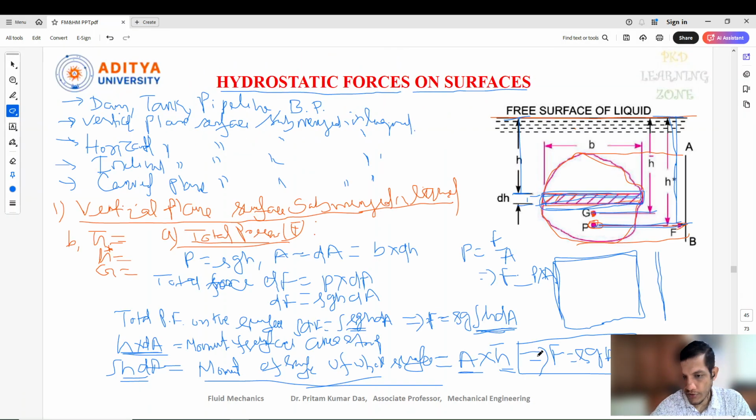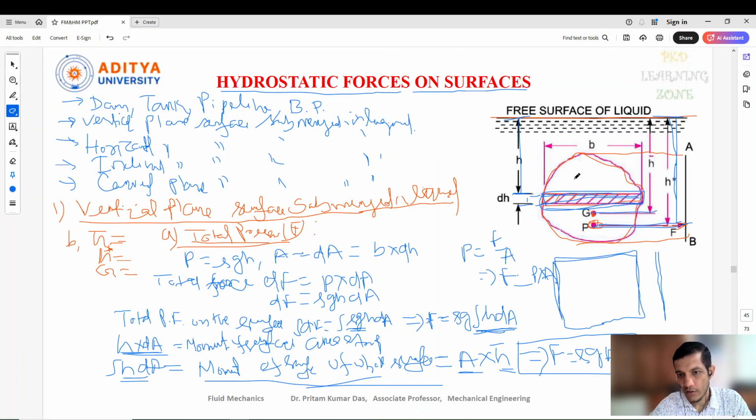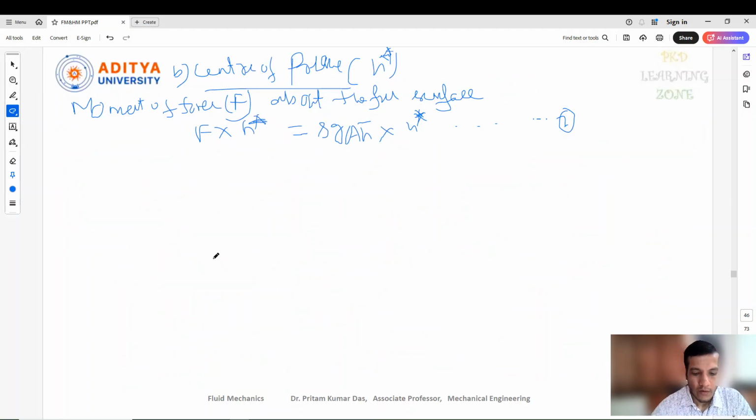So in this previous equation we got the value of H here, F equal to rho g A H bar. So that one I can write F equal to rho g A H bar into H star. So this one we can give equation 2, and previously already what we got here, that one we can give equation 1.